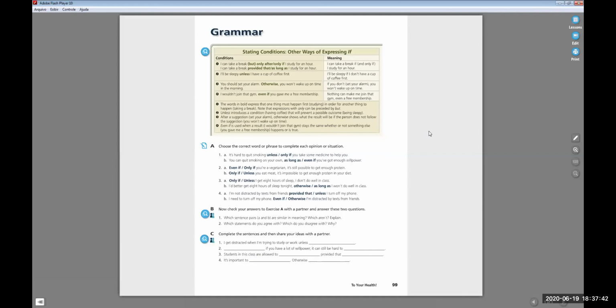That is the point. Number 3, just a review with you. The result will be bad if the person does not follow the suggestion, like a mother saying, you better get back home, otherwise you get in problems, things like this. Number 4, even if something happens, even if the most impossible condition happens, I won't change my mind. Things like this. Four different conditions here.